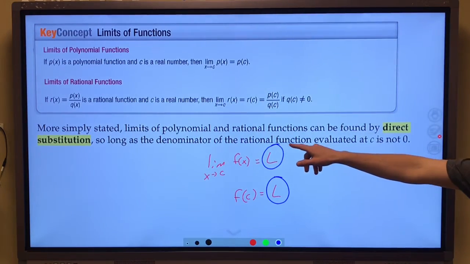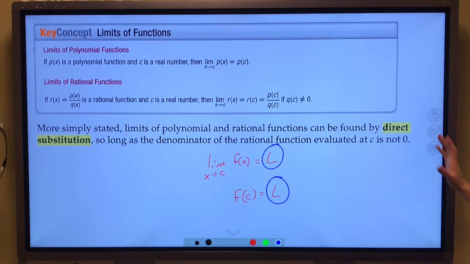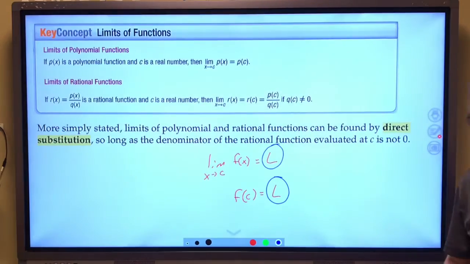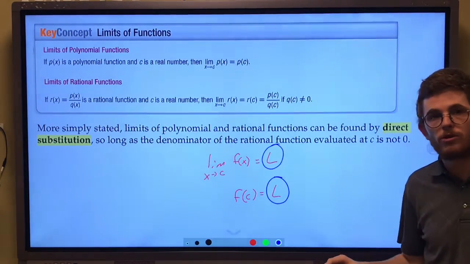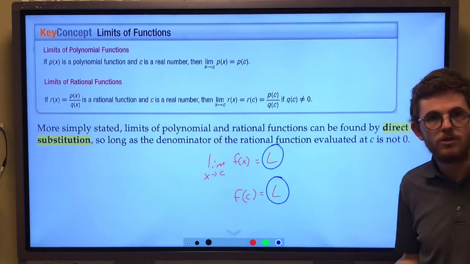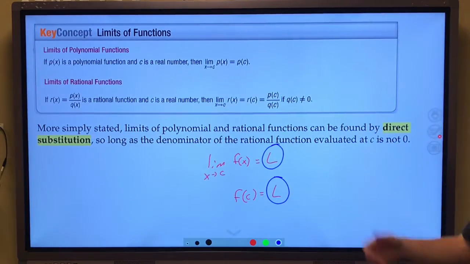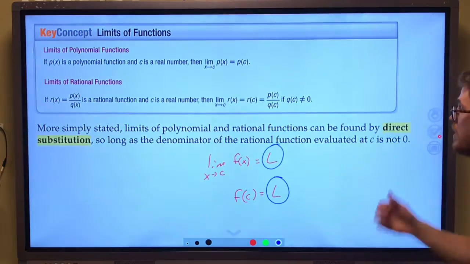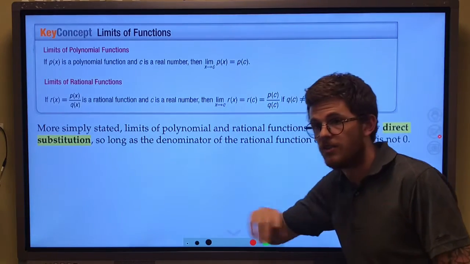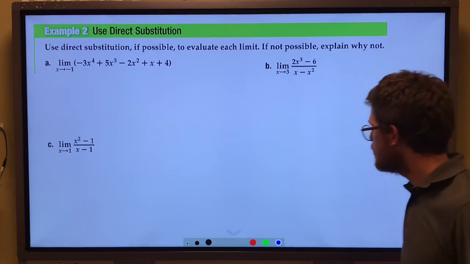The limits of polynomial and rational functions can be found by direct substitution so long as the denominator of the rational function evaluated at c is not 0. So direct substitution always works for polynomials because polynomials are continuous. But sometimes rational functions are not. We need to make sure the denominator does not equal 0. So take a look at this first one here.